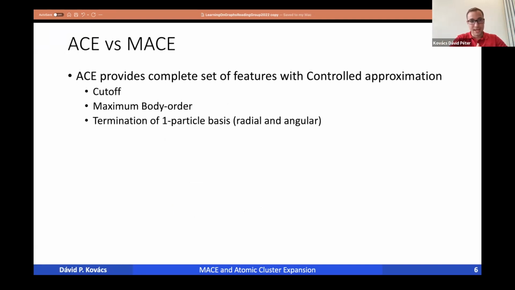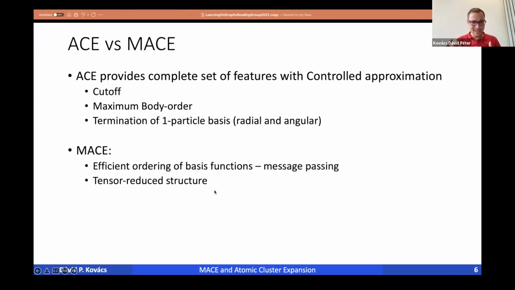So what does that mean? It means that there are three things that go into this atomic cluster expansion construction. One of them is a cutoff. If you take an infinite cutoff, so everybody is a neighbor of everybody, then you get a complete description. Then there is the second approximation parameter, which is the maximum body order. And then the third one is where you terminate your one-particle basis. So it's like an Nmax and an Lmax: how many radial features you take and how many angular features you take.